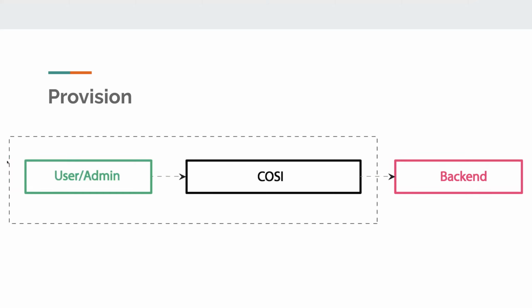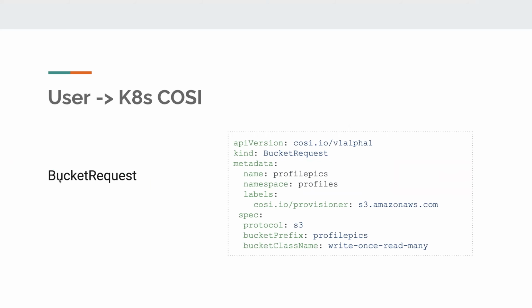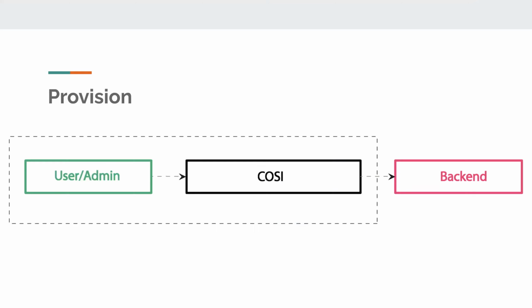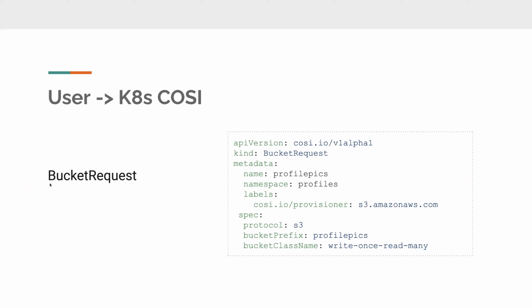So let's look at what the contract between the user or admin and COSI is. COSI runs within Kubernetes, and the declarative standard way of communicating with Kubernetes is through Kubernetes objects. In order to model how a user or admin requests a bucket, we've created a bucket request resource. This resource has the fields required to request a bucket in the backend.